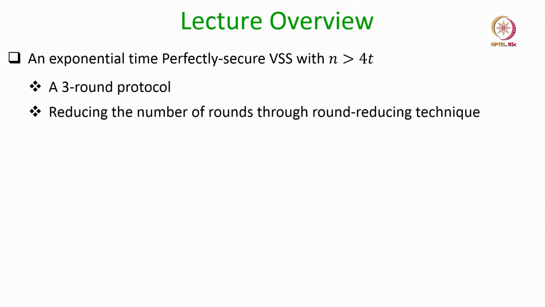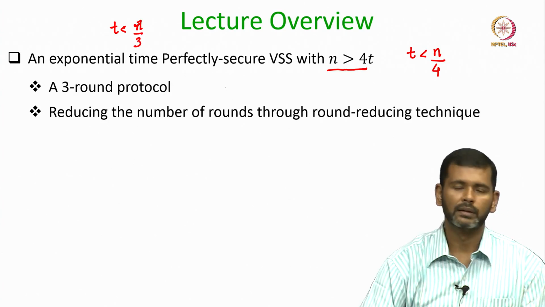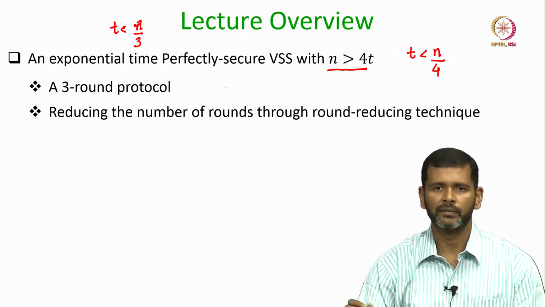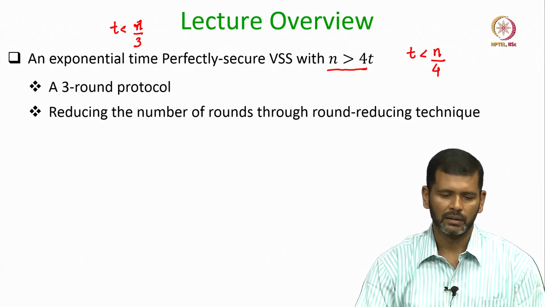So, in this lecture we will discuss a perfectly secure verifiable secret sharing scheme, where we have fewer corrupt parties compared to the previous schemes, namely the number of corrupt parties is less than n over 4. In the previous protocol the number of corrupt parties was up to n over 3, and that is why the verification process, namely to verify whether the dealer has shared consistent polynomials or not, was quite technical.